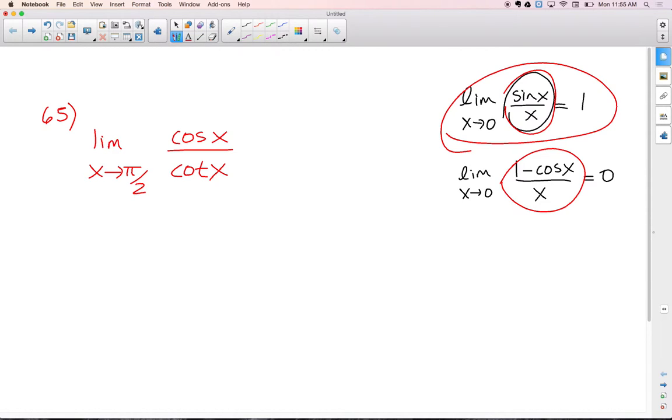Let's do another one. Do 67 or 60. You get that one? Do you want me to? I'll get it. Make sure you know what I'm talking about here. Change cotangent into what?